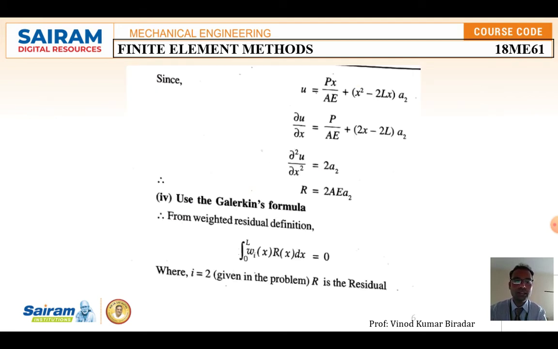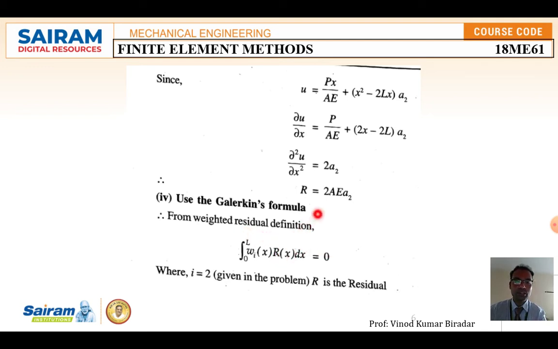So you are going to get r is equal to 2ae a2. So this is the residual equation. But according to the Galerkin formula, what is step number 4? Once you calculate the r, you have to substitute it into the weighted residual definition. From the weighted residual definition, that is the Galerkin formula, integration of 0 to l of wi(x) into r(x) dx is equal to 0.